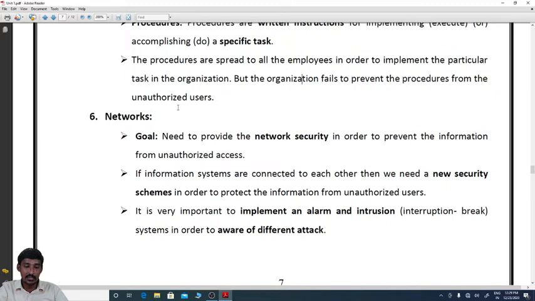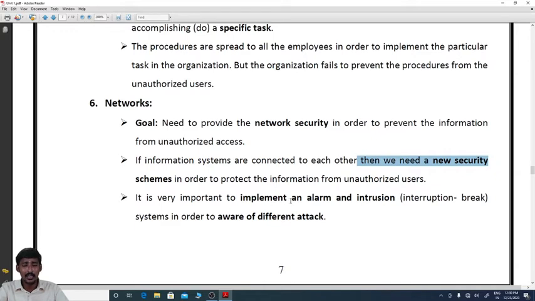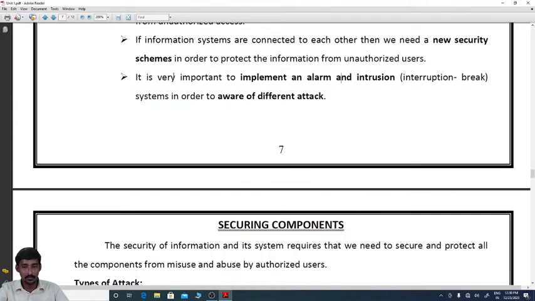And the next thing is called the network. We know that while you are sharing information, there is a major possibility of getting attacked. So for this component, the main goal is to provide security for network components. In an information system, if you are sharing information, the components are connected with each other, so we need to follow different kinds of schemes while protecting the information. Some examples are alarms and intrusion detection systems, in case an attack is possible. So that is called networks.